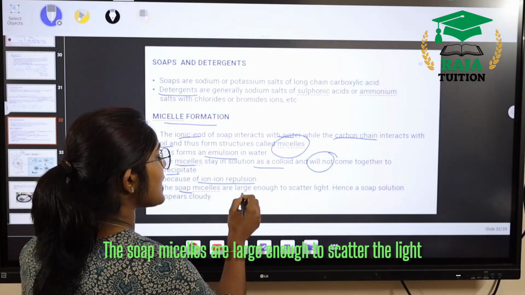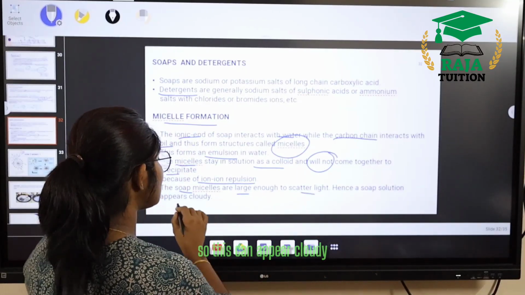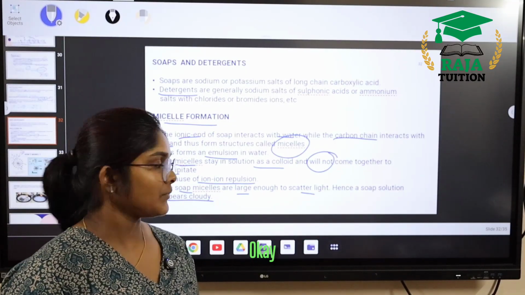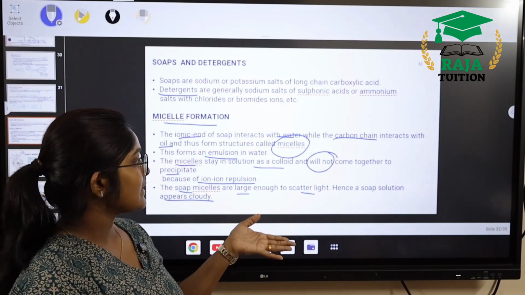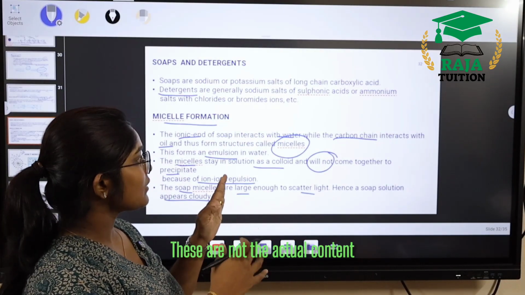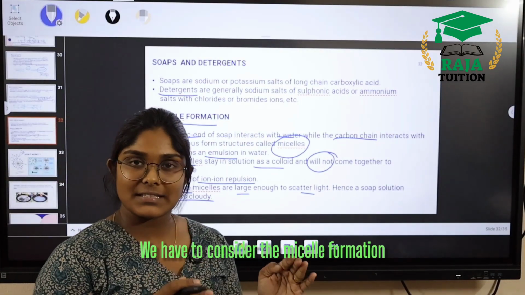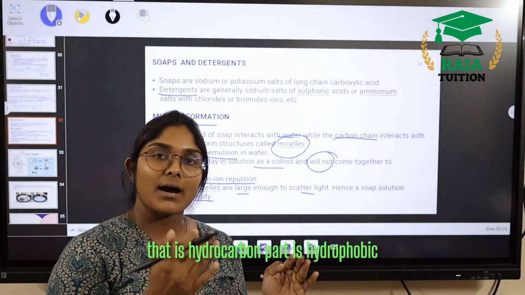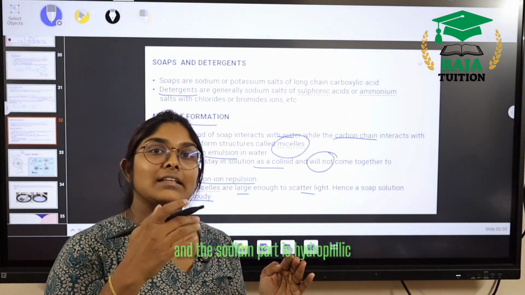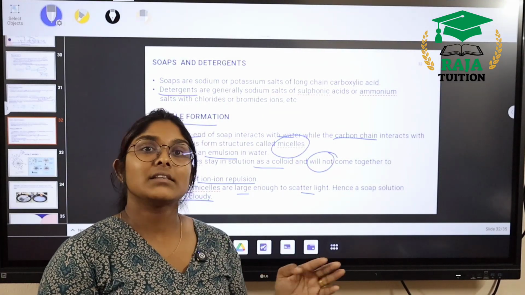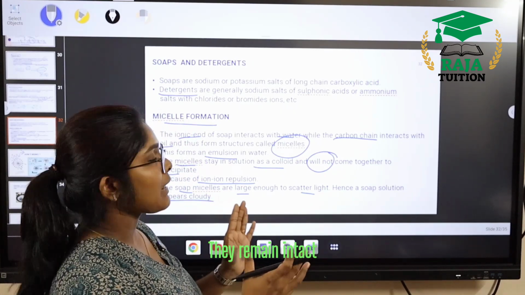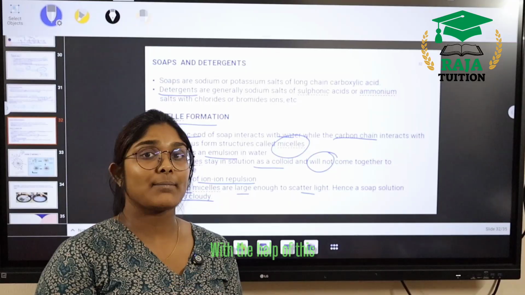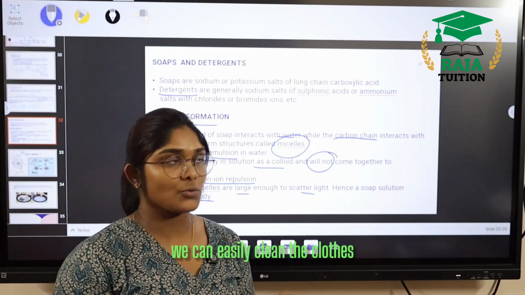The soap micelles are large enough to scatter light, so the solution can appear cloudy. Okay, these are just properties. They can appear cloudy because of this size, and they form a colloid. These are not the actual content. We have to consider the micelle formation. That is, the hydrocarbon part is hydrophobic, and the sodium part is hydrophilic. They form this kind of structure, and they remain intact because of anion repulsion. With the help of this, we can easily clean the clothes. Okay.